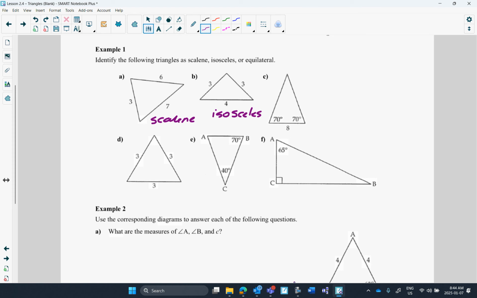How about C? Isosceles again, because if two of the angles are the same, that means their opposite sides must be the same. So it's isosceles. D, equilateral.